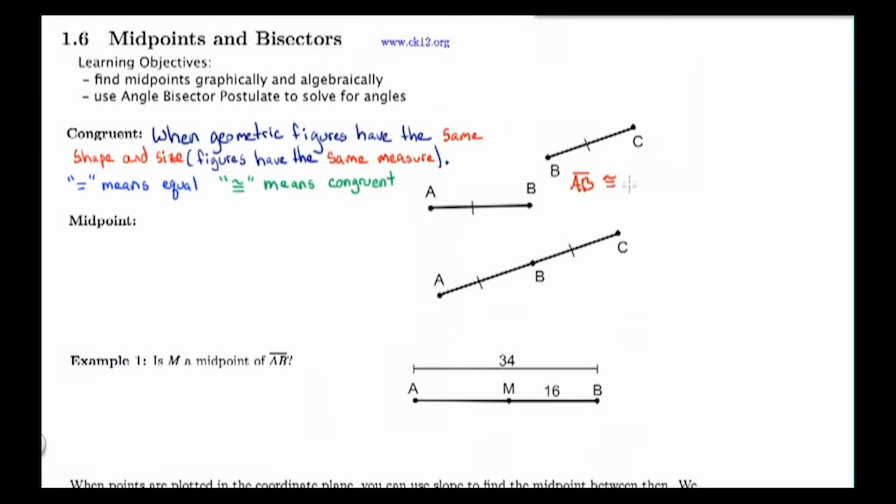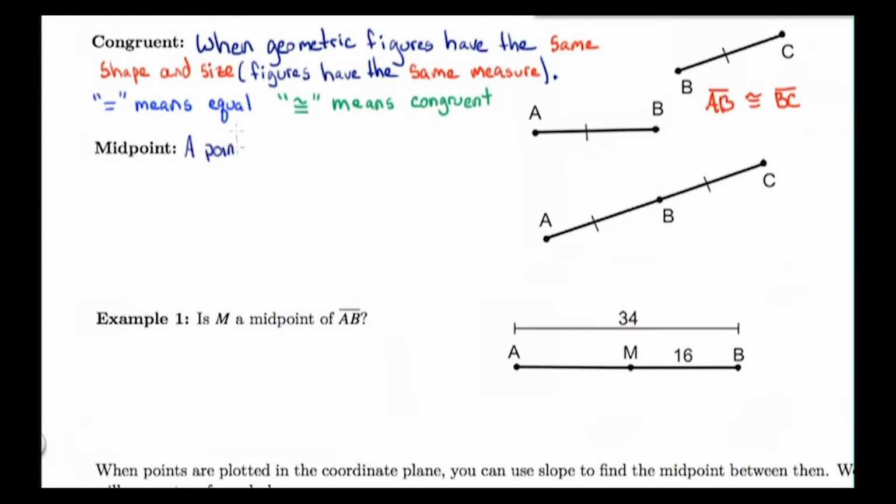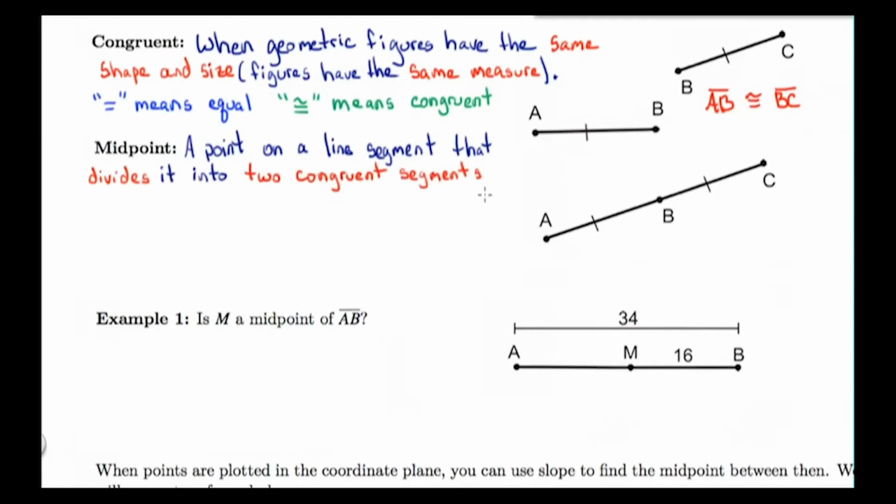Segment AB is congruent to segment BC. Midpoint, a point on a line segment that divides it into two congruent segments. B is the midpoint, therefore AB is equal to BC.